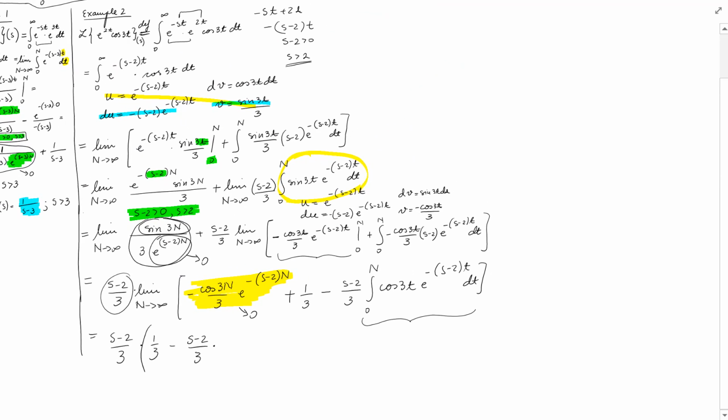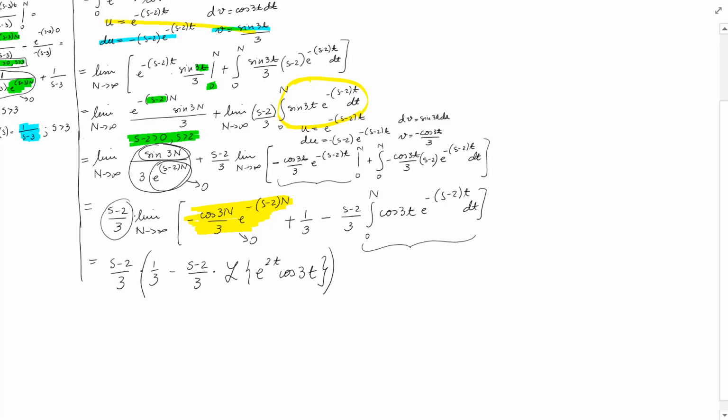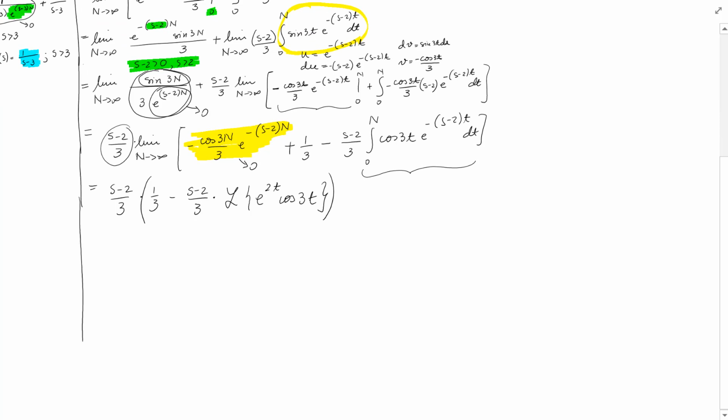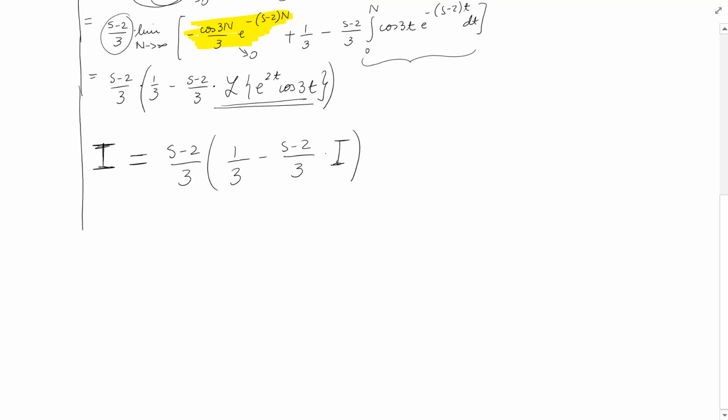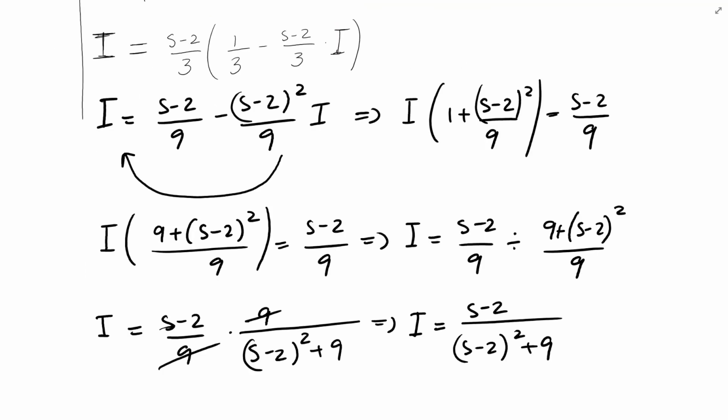So it is exactly the Laplace transform of e to the 2t cosine of 3t. So I'm going to write an equation from the left-hand side. It's exactly the Laplace transform. I'm just going to write it as I. It's going to be easier to compute. And then s minus 2 over 3 times 1 over 3, minus s minus 2 over 3 times I. Because I just used that substitution instead of this Laplace transform, I wrote I. So open parentheses and solve for I. So here I showed the work on how to get I by itself.